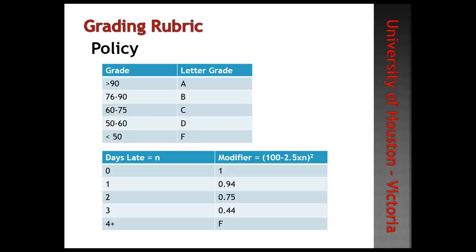The grading policy that I have established here is based on when you calculate your grades and average your homework grades based on its percentage, your midterm grade, your final grade, and your project grade based on the percentages, then you will end up with a number. If that number is greater than 90, that will give you an A. If the number is between 76 and 90, it will be a B. 60 and 75, basically 60 to 76, is going to be a C, and 50 to 60 is going to be a D, and less than 50, it would be a failing grade.